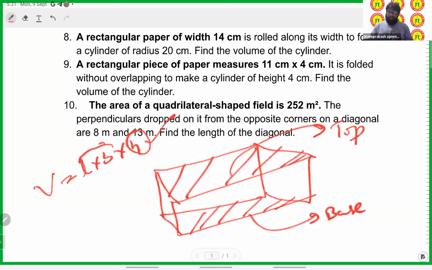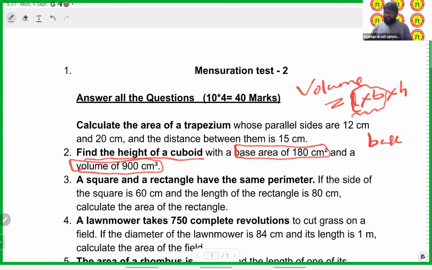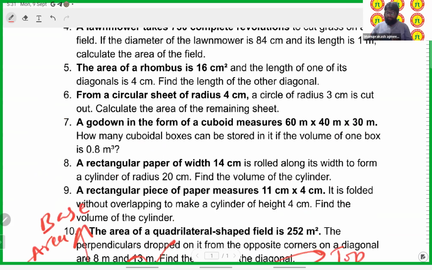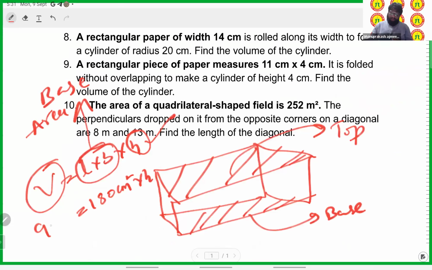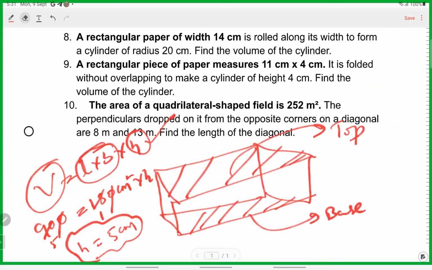Height is what we need to find out. Length and breadth are given in the form of base area. Base area is 180 centimeter square. So if I substitute 180 into h, and the volume 900, this will get cancelled. 18 ones are 18, 18 fives are 90. So h is equal to 5 centimeters. Zubair, is this doubt clarified? Yes. Okay.